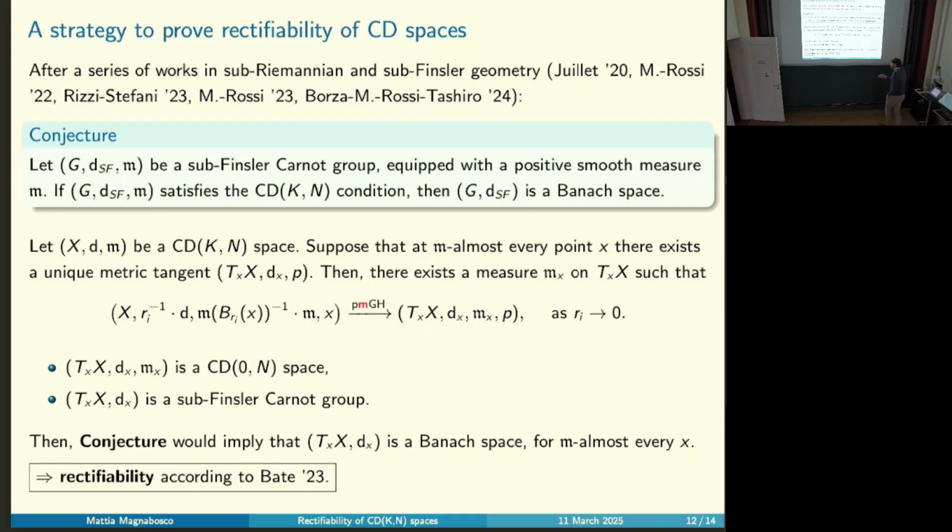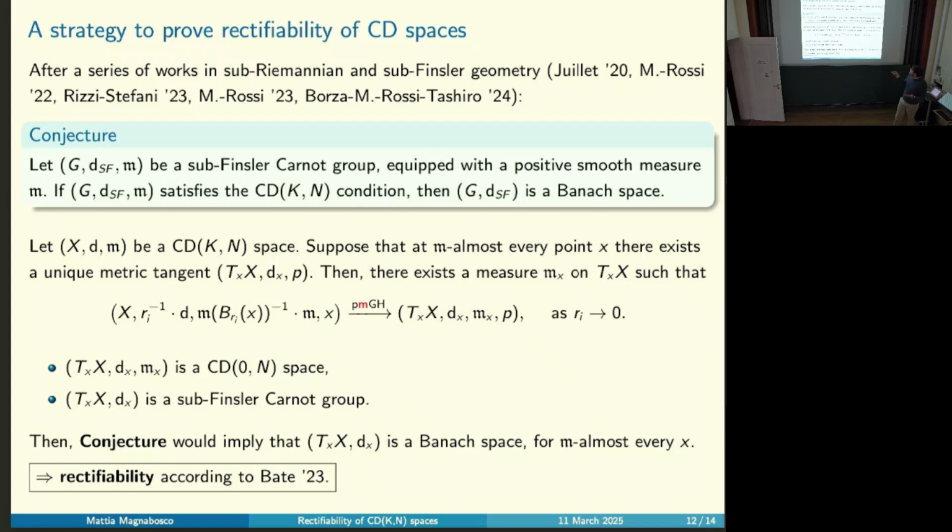And this would be sufficient to conclude rectifiability according to a result by David Bate, which is exactly the result then presented in the winter school in this program. This is not exactly the statement, but once again, it's possible to fix the details. So this is the idea.